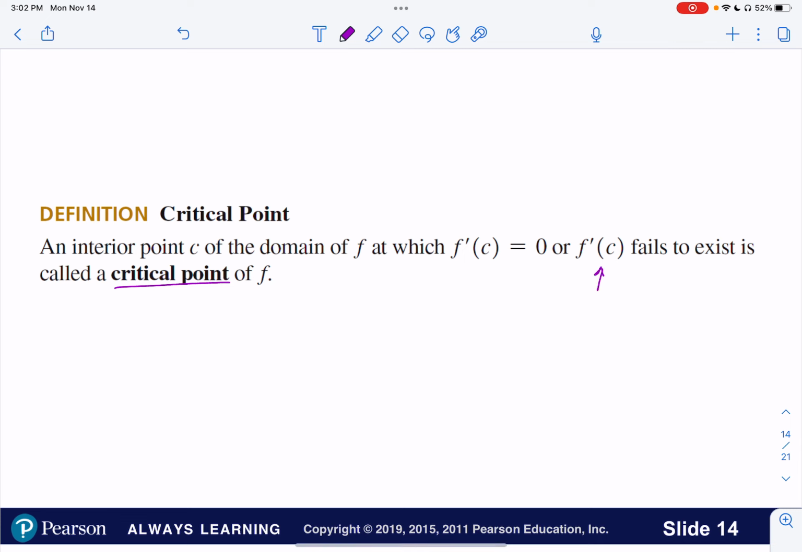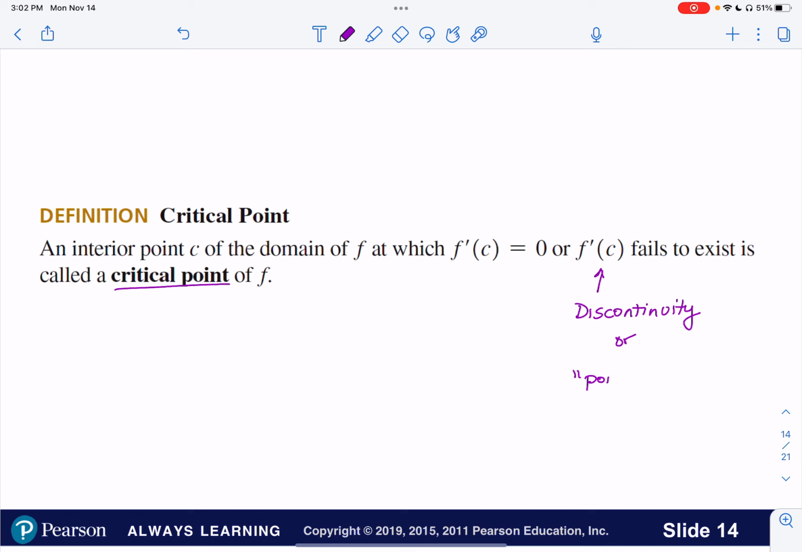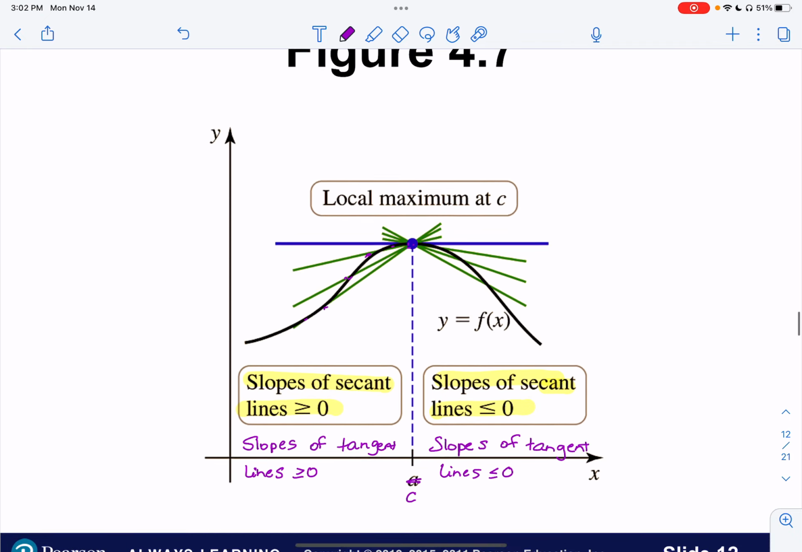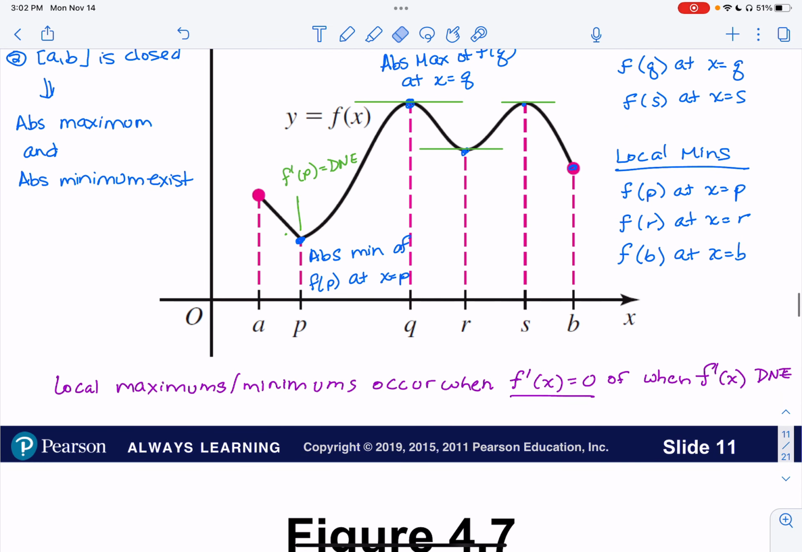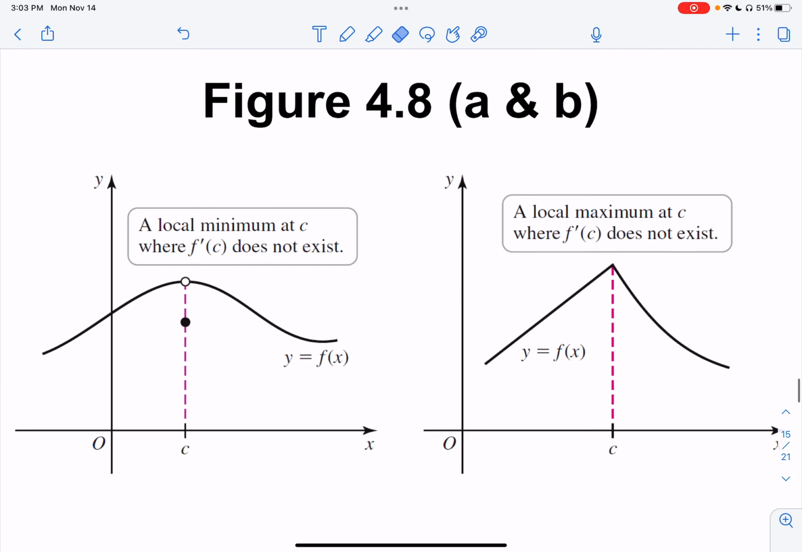So here, you're either looking at something like a discontinuity, like a jump in your graph with a piecewise function, or you're looking at what I'd call a pointy point on the graph, right? If we look back a few graphs up at that area there with P, you can see you kind of have a little point there. Alrighty, so we have a pointy point in the graph.